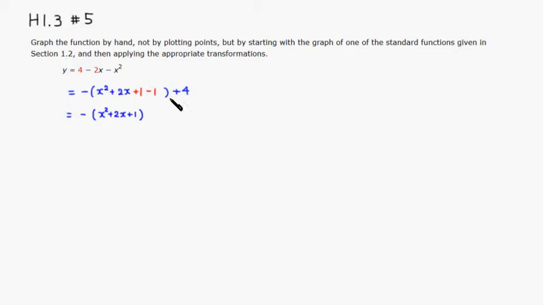Then, to kick this negative 1 out of the parentheses, we have to distribute this negative sign to it, so it's going to become positive 1. So positive 1 and the plus 4 at the end. So this is going to become negative (x plus 1) squared, since half of 2 is 1, so we complete the square. And 1 plus 4 is plus 5.